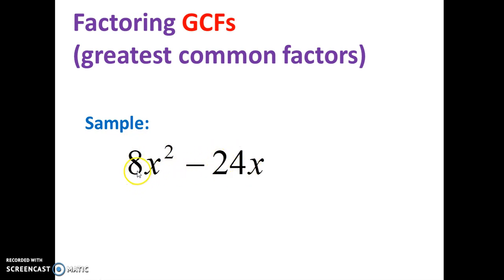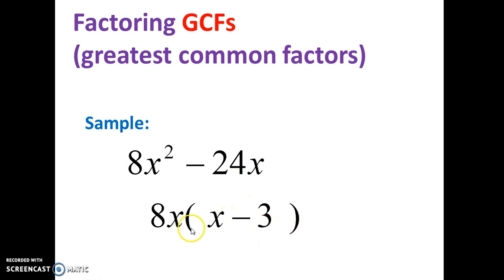When I look at this, 8 goes into 8 and 8 also goes into 24. So 8 will be the number I pull out as my greatest common factor. But we also have x squared and x. From both of those, you can pull out an x. So I'm going to rewrite the expression like this: 8x times something, because 8 comes out of both and x comes out of both. Now what's left on the inside?